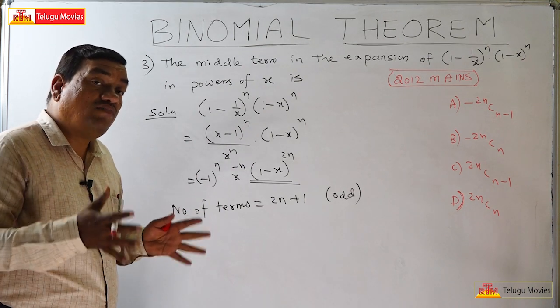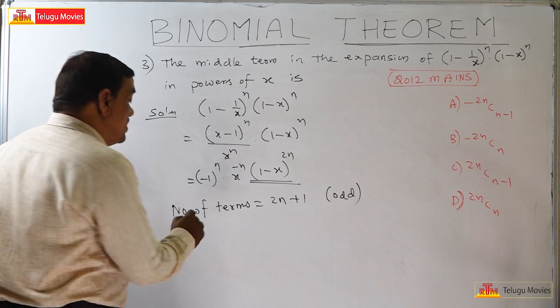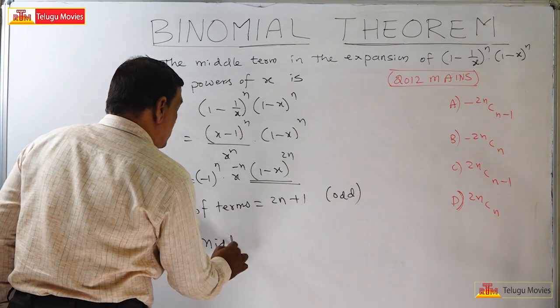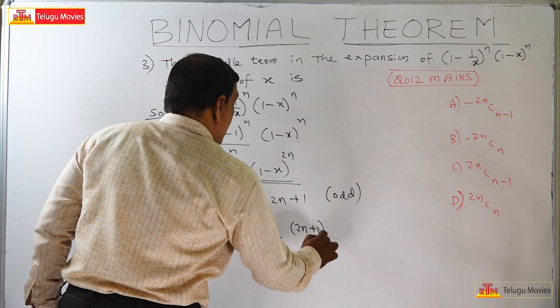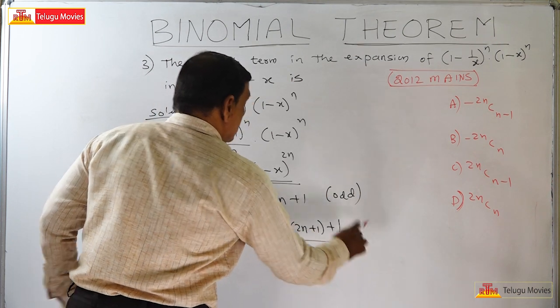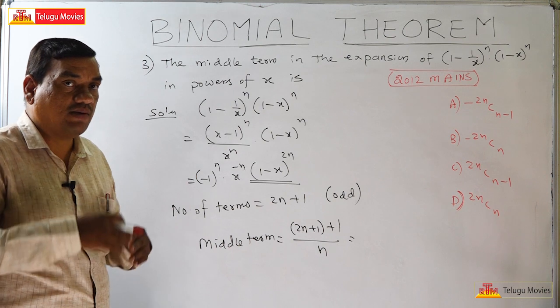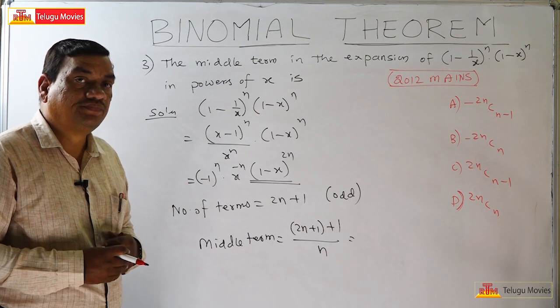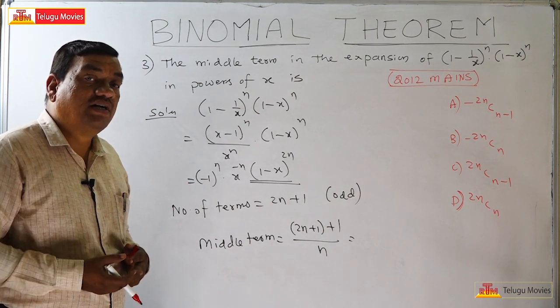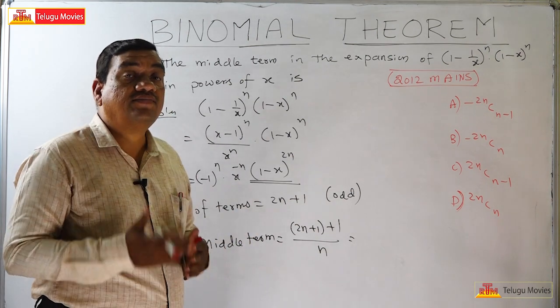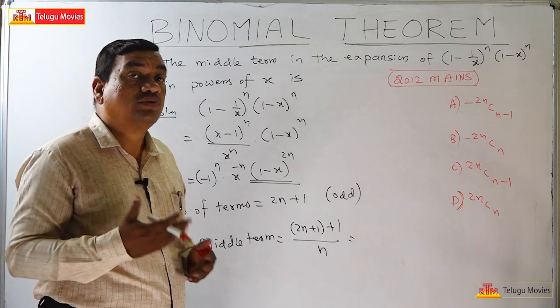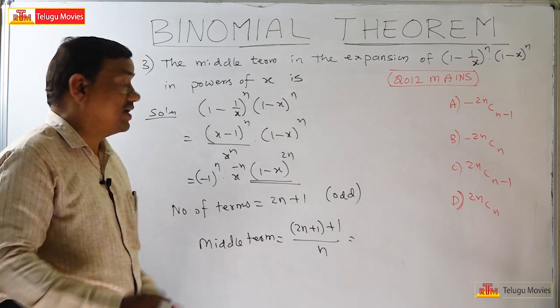When the number of terms is odd, what is the middle term? So the middle term will be 2n plus 1 by 2, that is n plus 1 by 2. That means, for example, put 5. So what is the middle term? The number of terms is 5. So what is the middle term? 5 plus 1 by 2, 6 by 2. The third term will be the middle term. That is the concept here.